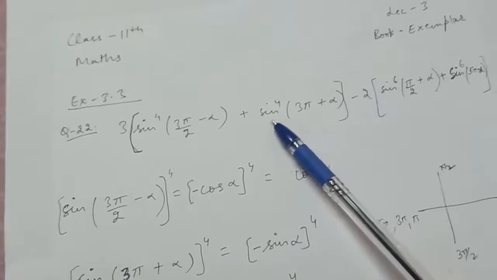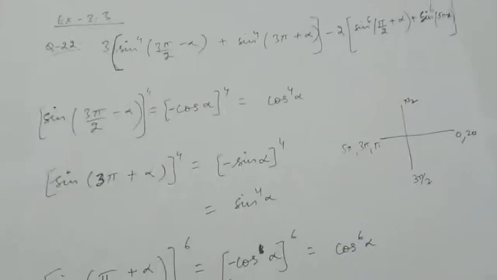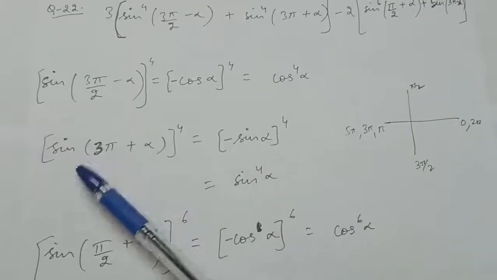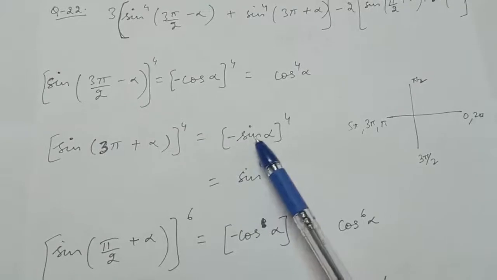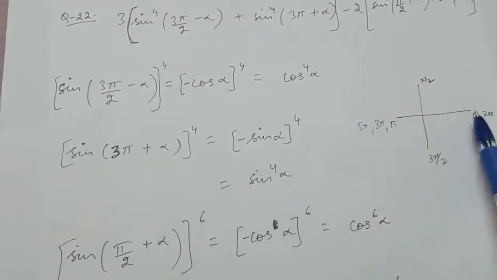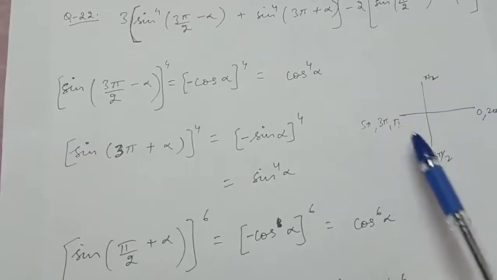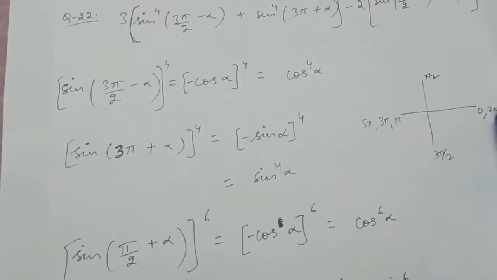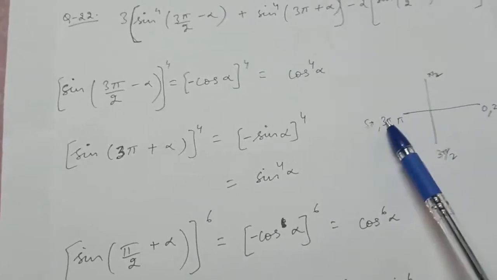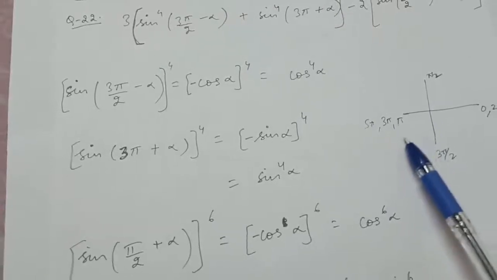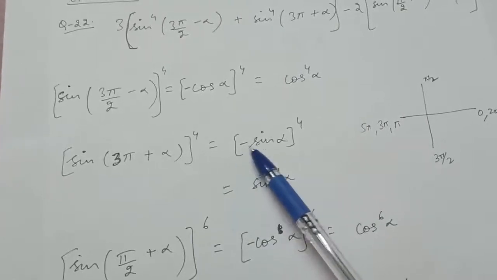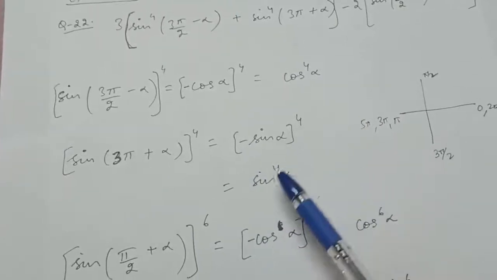Now we will calculate the value of sine 3 pi plus alpha. Because 3 pi is a multiple of pi, sine will remain sine. So you will get sine alpha, but 3 pi plus alpha means, now see, this is 0, then pi by 2, then pi, then 3 pi by 2, then 2 pi, then again after travelling pi, you will get it as 3 pi, right? So 3 pi plus something lies in the third quadrant where sine is negative, so minus sign will come. But minus sin alpha whole raised to the power 4 will be sin alpha raised to the power 4 only, right?